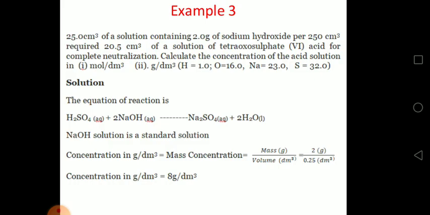Okay, we take another question. This is a little bit complex, and this is where we are going. Now I want you to take your time in studying how this problem is being solved.